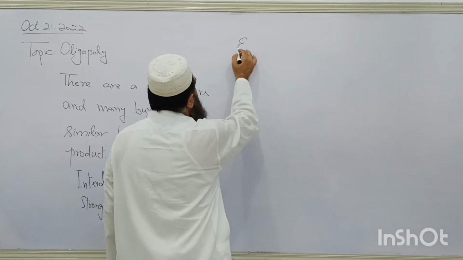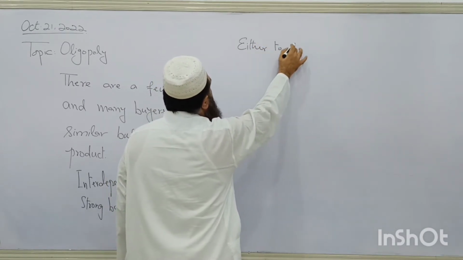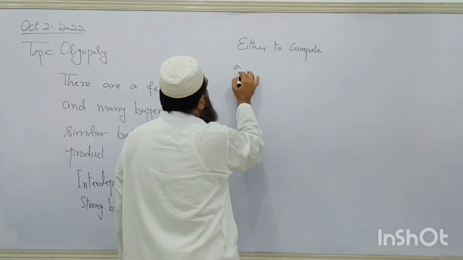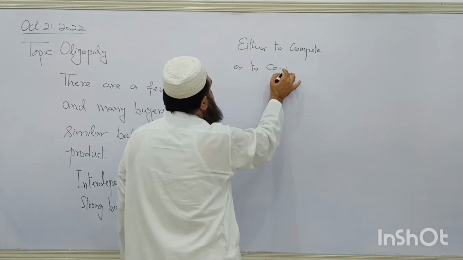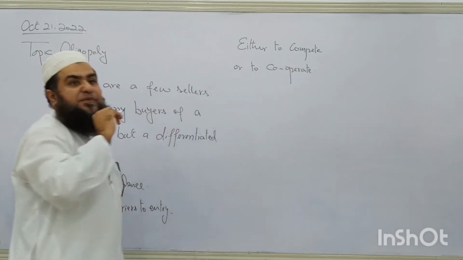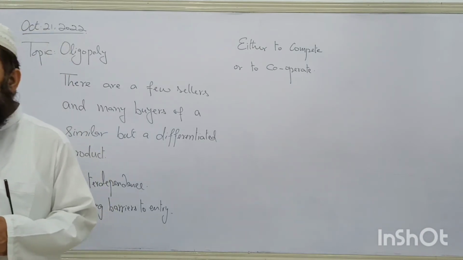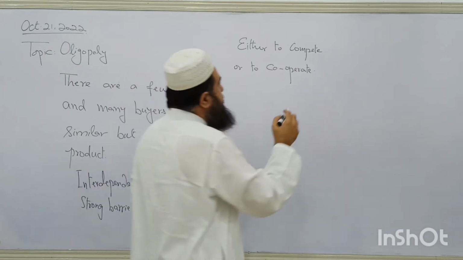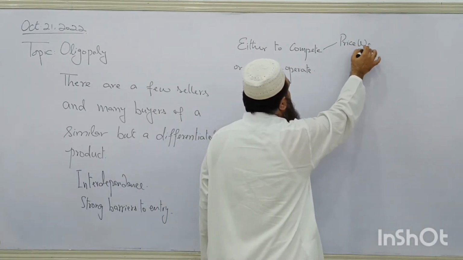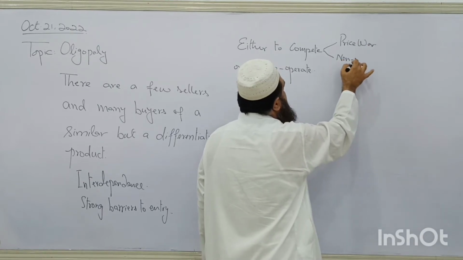Firms have the choice either to compete or to cooperate. So what type of competition are the firms going to prefer? Do you know? Competition also has two types. One is called price war. Another is called non-price war.